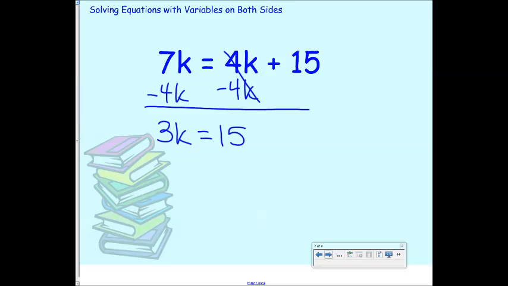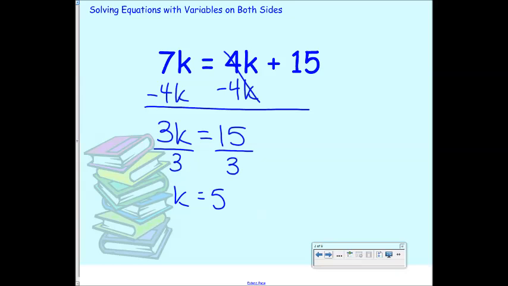They're not like terms, and I have to do it on the other side of the invisible wall, so the other side of the equal sign. All right, and then how would I finish? Divide by 3, and you end up with what? Good. K equals 5. Perfect.